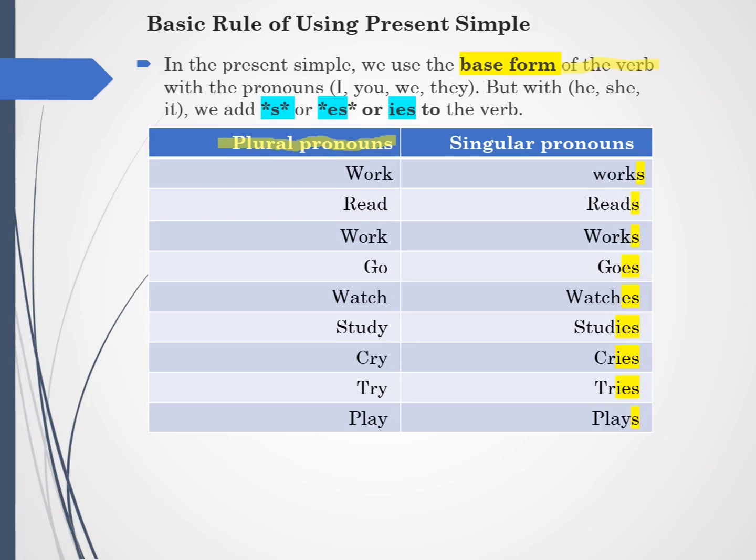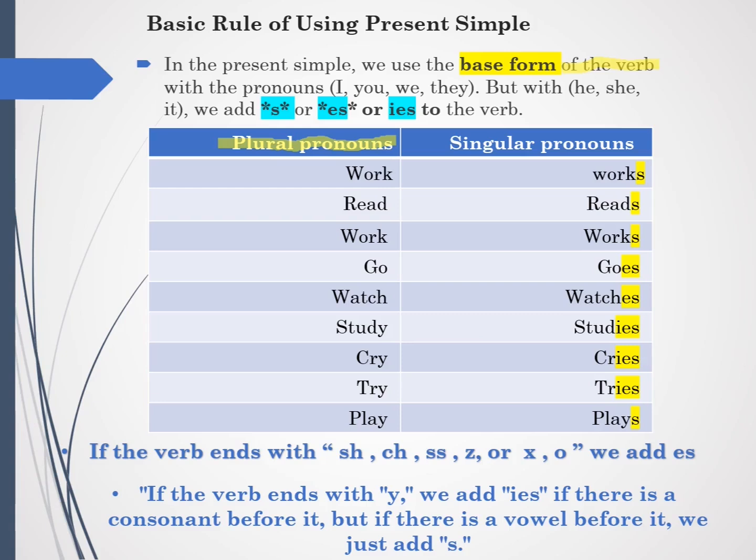Like here we have works, reads, works again, we add only s, but here we have goes, we add es. The rule says if the verb ends with sh, ch, ss, z, or x, or o, we add es in these situations. And we have something with cries, tries, we have ies, and we will know why.